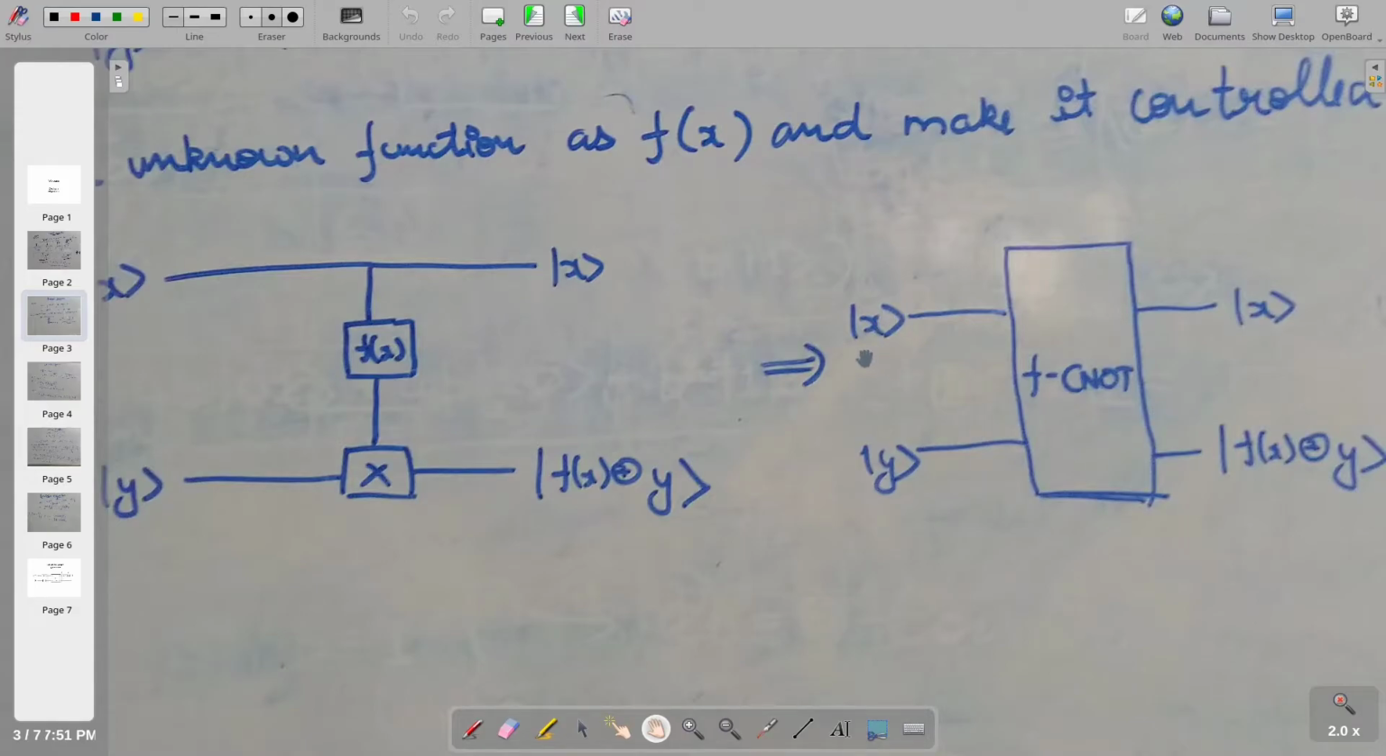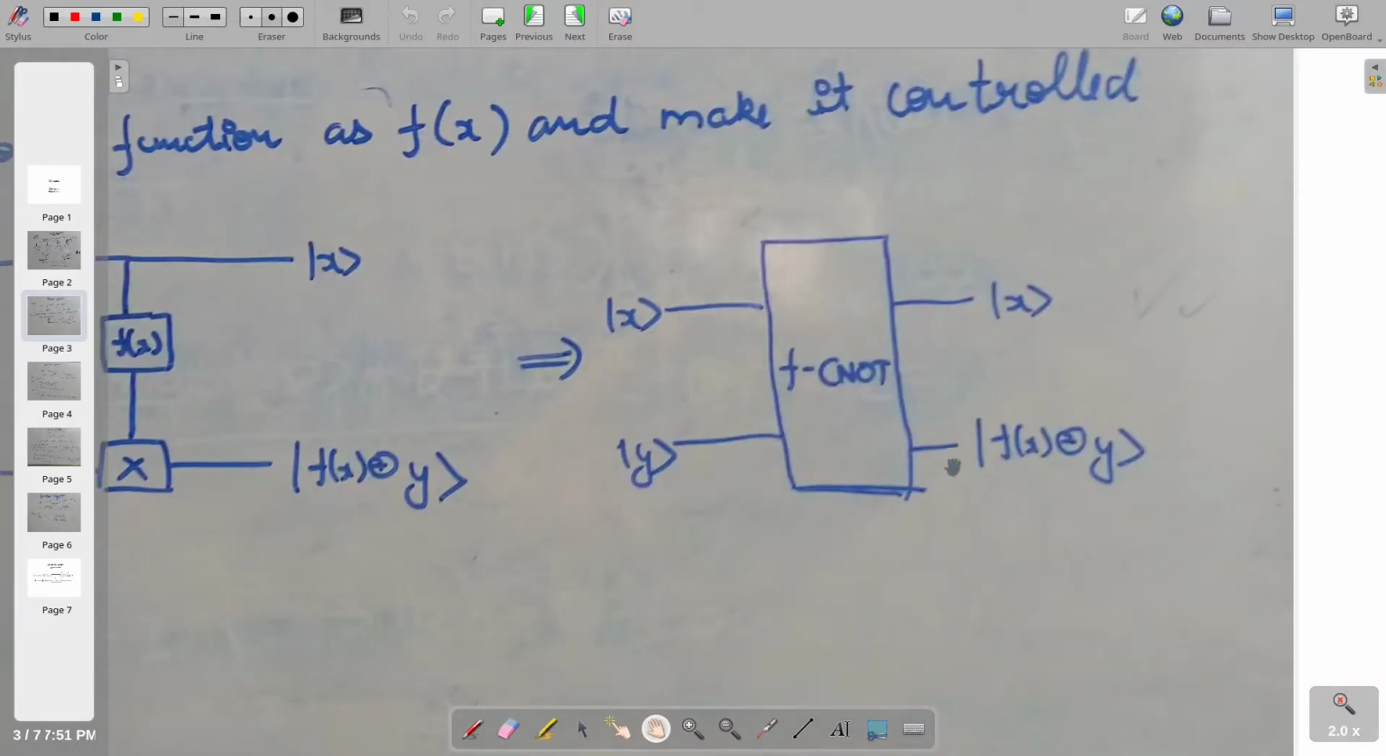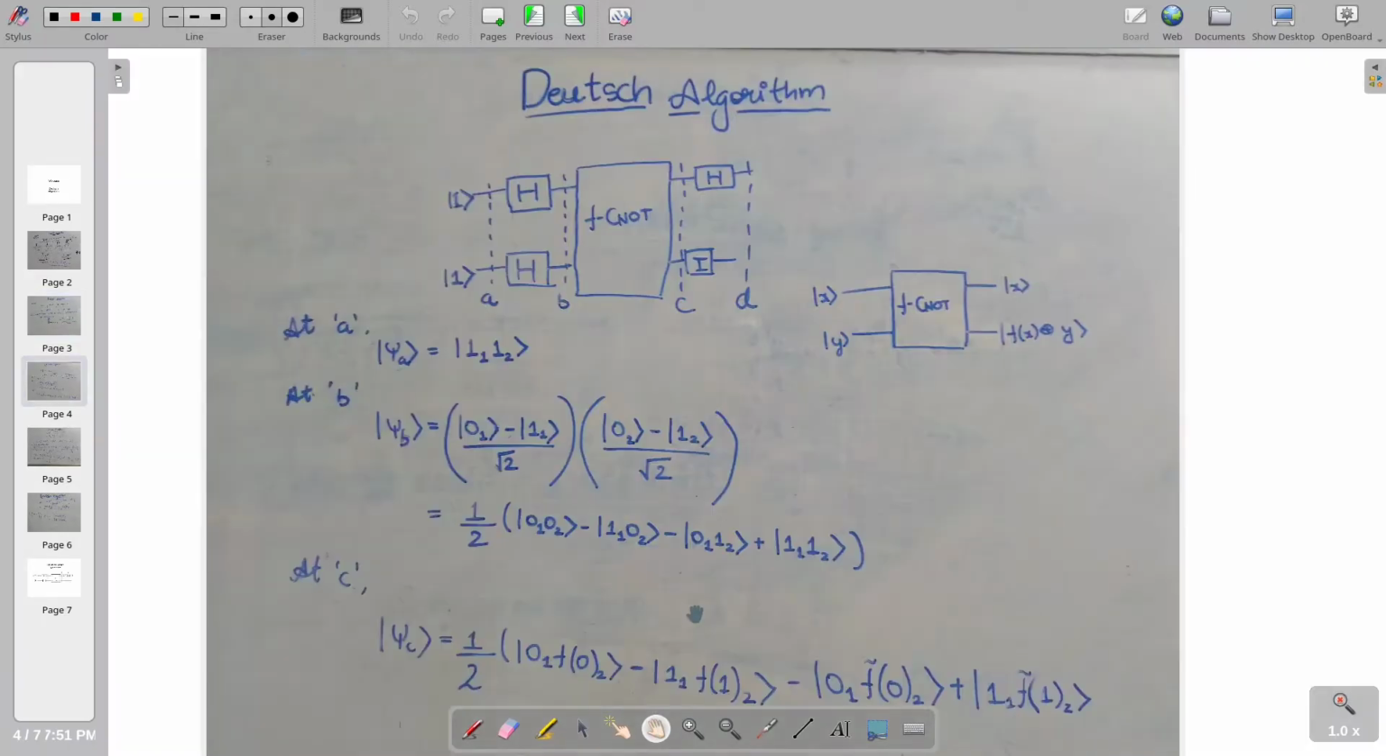Again, the input qubit x remains the same because it's just a control qubit, so nothing happens to it. While for the target qubit, the XOR remains the same, but now because the control qubit was passed through the gate f(x), f(x) XOR y would be the new state of y. Nothing too complicated, I think it's quite simple to understand.